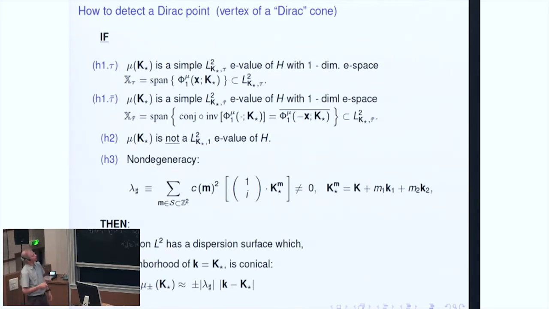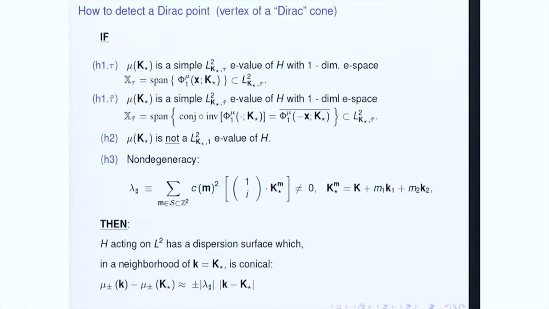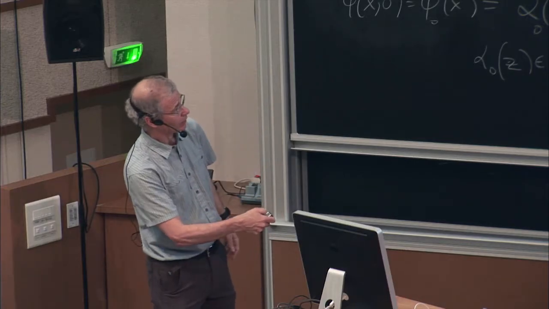And to detect a Dirac point, what we have to check is the following: K star is a Dirac point if there is a degenerate eigenvalue with a certain structure to its eigenspace. The eigenspace should be the direct sum of an L2k tau eigenvalue and L2k tau bar eigenvalue, and you have to make sure that it's not a triple eigenvalue. There should be something in the one eigenspace of the rotation. And then finally, this non-degeneracy condition has to be true, which says that the cone actually opens. So these guarantee that there is a vertex of the cone, and this tells you that the cone actually opens, and you get a Dirac point.